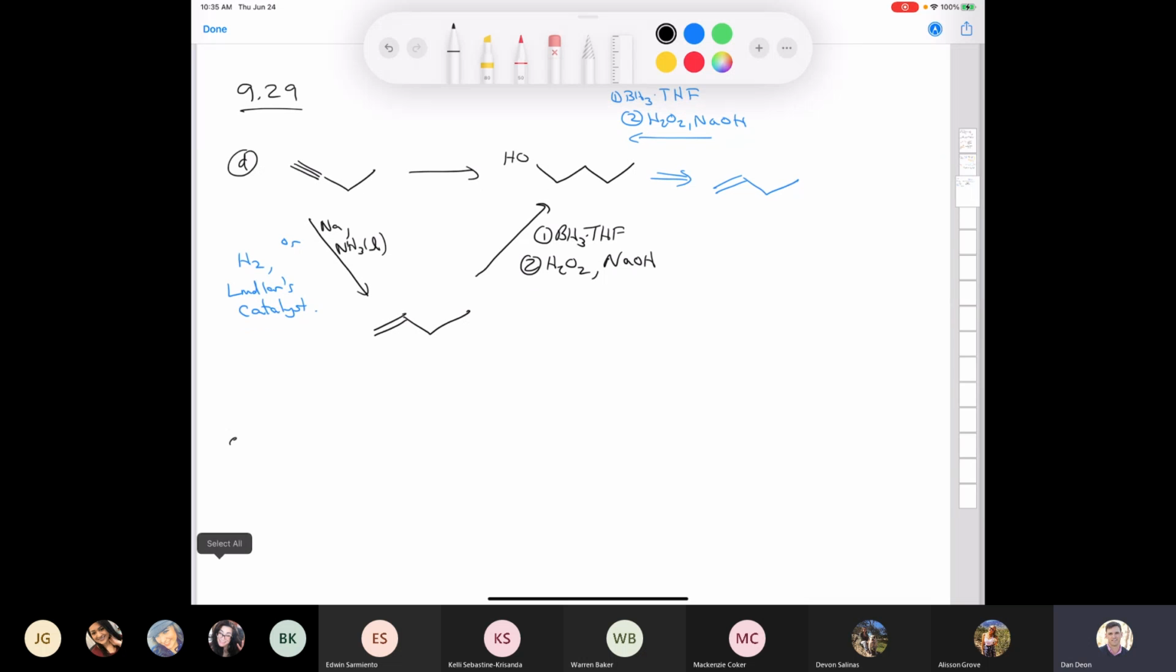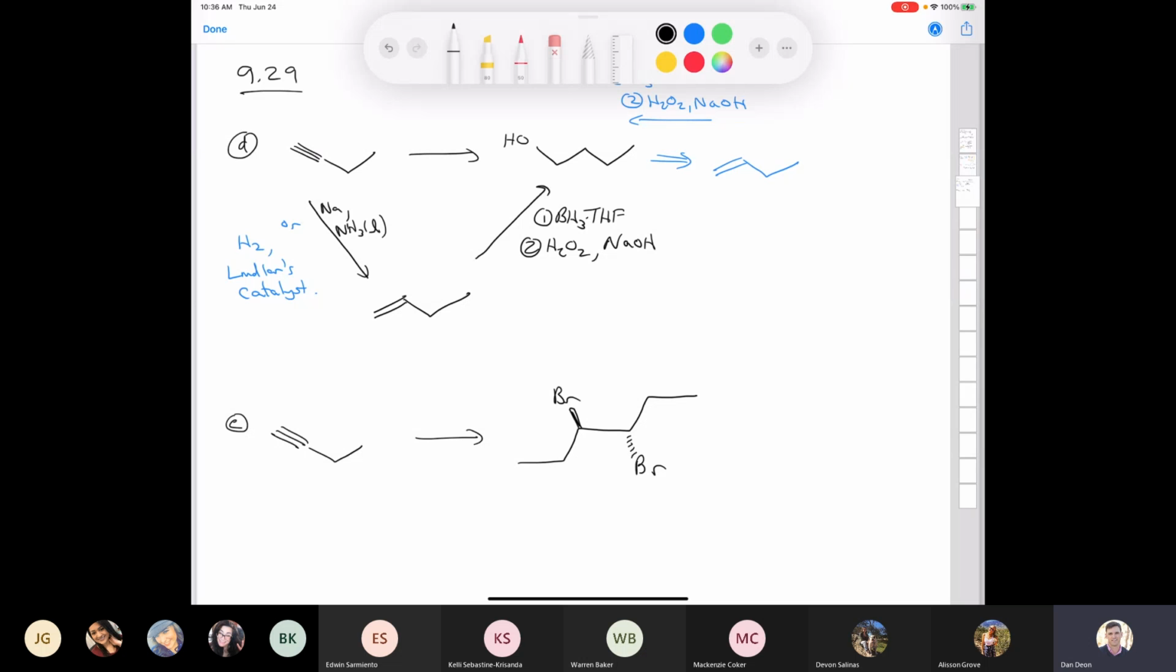So let me write it down here. We're starting out with 1-butene again, yep, and this time we're ending up with a longer carbon skeleton. Here we go. So we've got a bromine up here, and we've got a bromine down here. Well, in this case, first of all, I've got to add 2 carbons because I'm starting out with 4 carbons and ending up with 6 carbons.